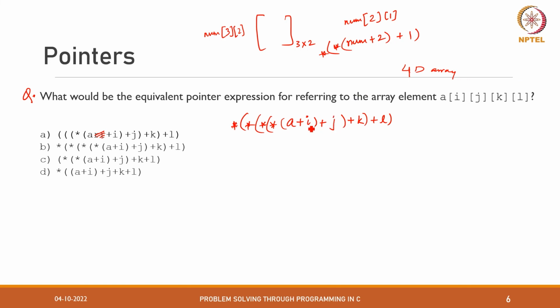Then I need to move to the jth position in the second dimension. So I write plus j and I put another star. Then kth position in the third dimension. Again, just repeat what you had done. So you put a star plus k in braces. Now finally we move in the fourth dimension to the lth position. So plus l, and if you want to access the value, a star. So this will refer to the value of the array element at a of i, j, k, l.